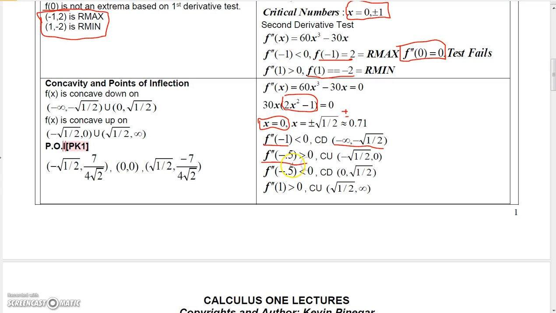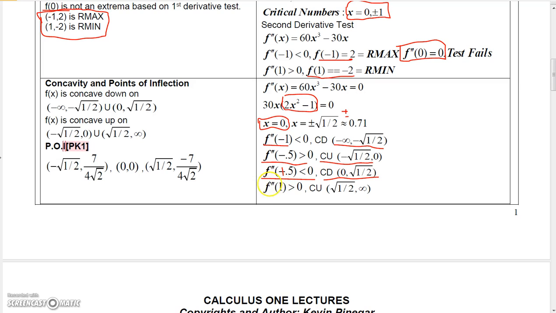If I put negative 0.5 back into the second derivative, I got a positive number, so it's concave up on that interval. And then just to the right, between 0 and positive square root of a half, I put in positive 0.5. And so I got a negative there, so it's concave down on this interval.